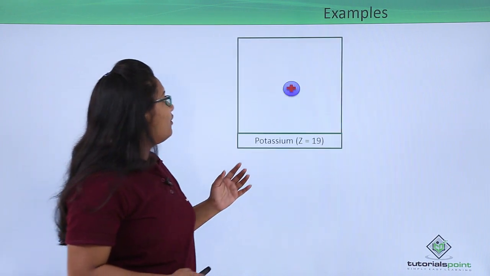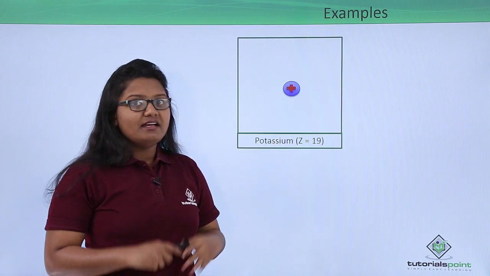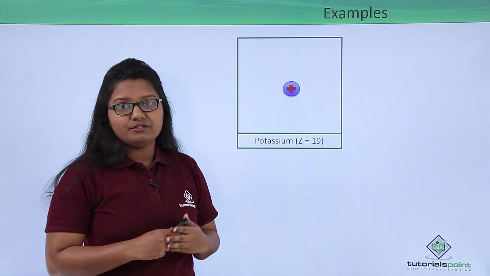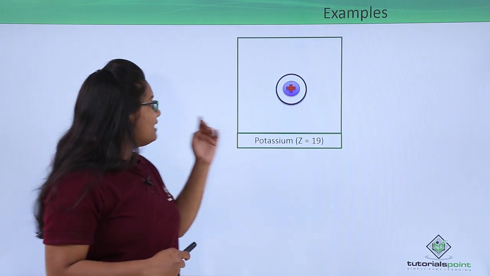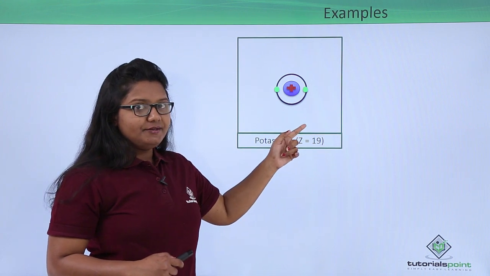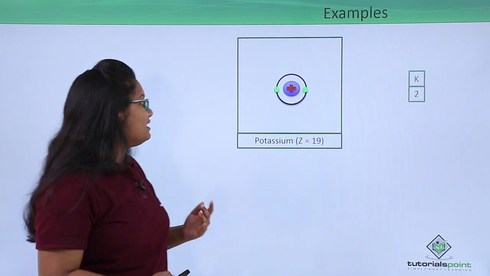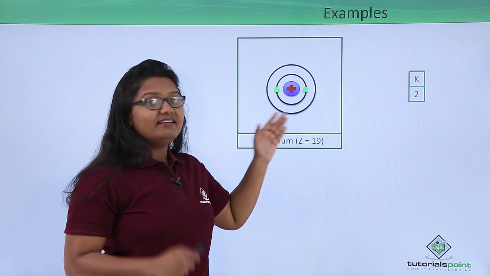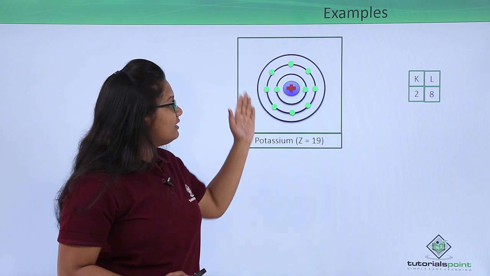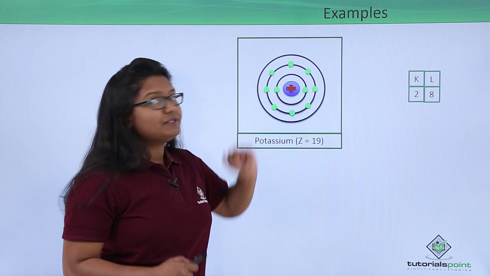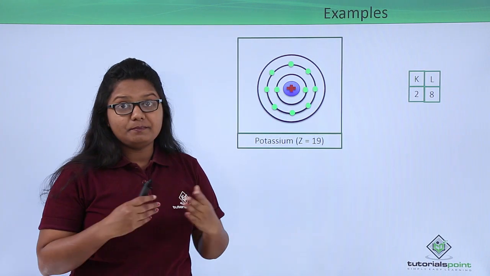Now for a potassium atom whose atomic number is 19, we will have to arrange 19 electrons here. So let's follow the same procedure. That is, first we will be placing 2 electrons in K shell and then we are left with 17 more electrons, out of which we will be placing in L shell 8 electrons, and again we will move to the next shell. Now this is M shell and we have around 9 electrons to be placed.